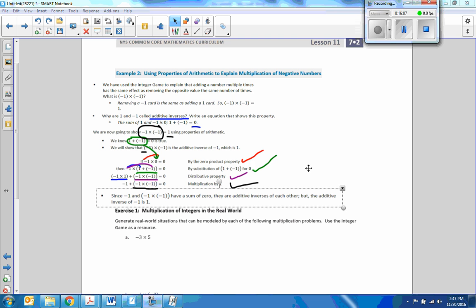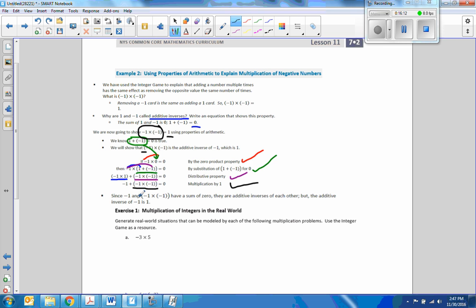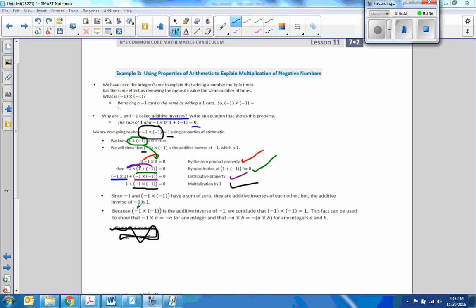Okay, so now I brought in the next step, and it says since -1 and -1 times a -1 have a sum of 0, okay, this plus this equals 0, then they're additive inverses of each other. But the additive inverse of -1 is 1. So therefore, what's underlined in black must be equal to 1. And finally the last step, because -1 times a -1 is the additive inverse of -1, that's the additive inverse of -1 because it equals 0, we can conclude that -1 times a -1 equals 1.